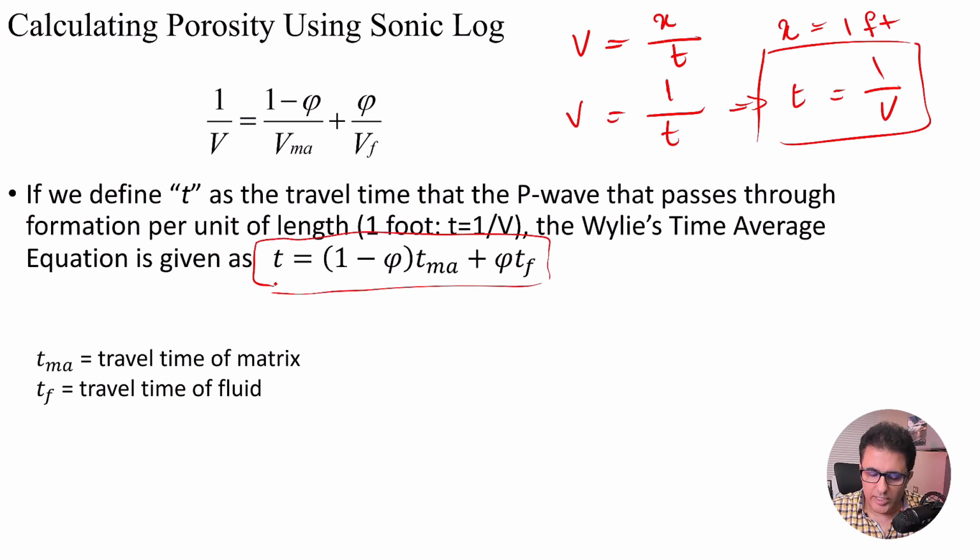So why do I rewrite the Wiley's time average equation in terms of the travel time? Because indeed, sonic log measures the travel time in the formation. So if you have the travel time, the reciprocal of the travel time, or as you see here, 1 over t, gives us the p-wave velocity. So this is how we are able to obtain the p-wave velocity from the travel time. But indeed, what is measured by sonic log is the travel time of seismic wave per unit of length in the formation.